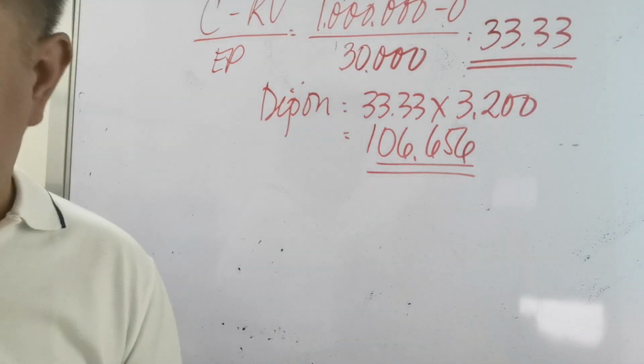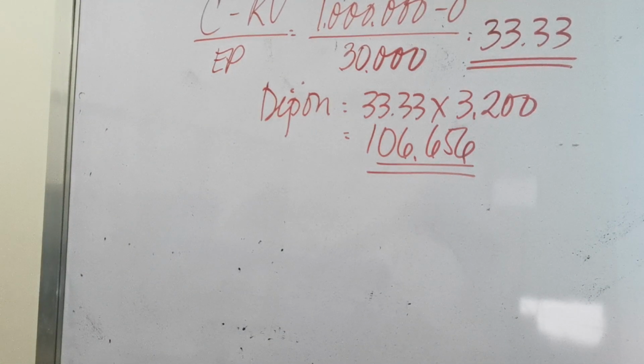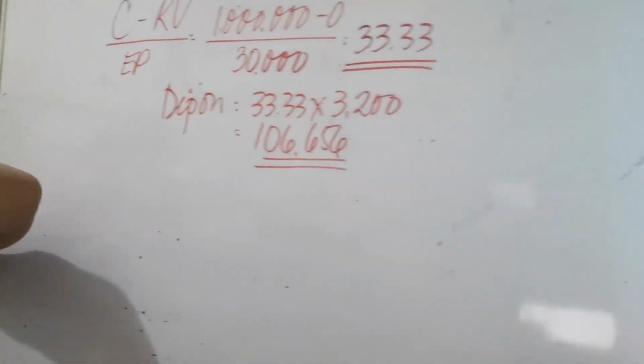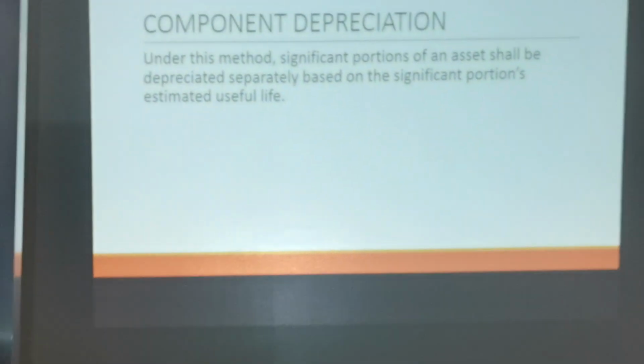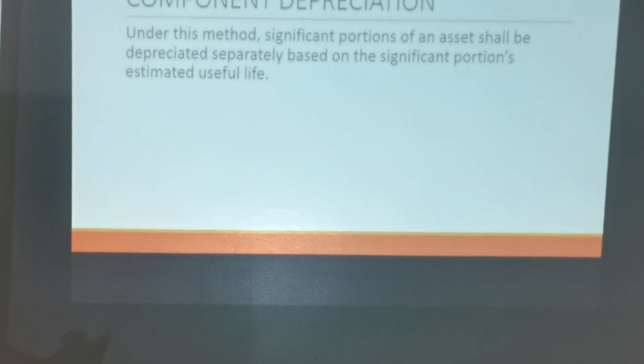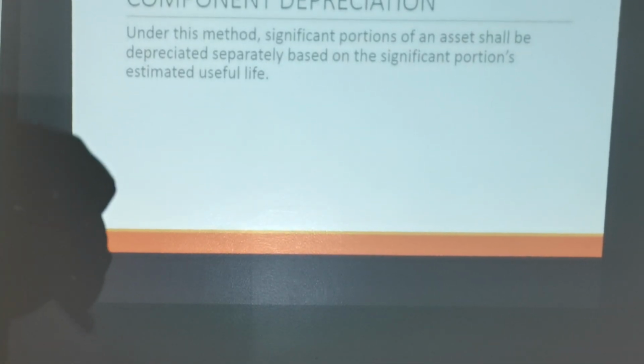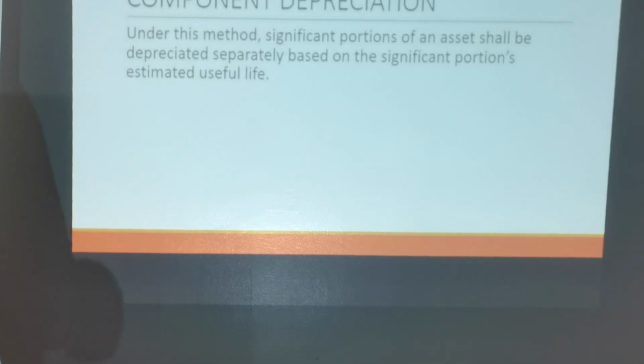Now, we also have what we call the component depreciation. As the term implies, component. This type of depreciation allows management to make an estimated useful life for each of the significant components or parts of an equipment. So therefore, the depreciation shall be based on the part of the equipment's estimated useful life.